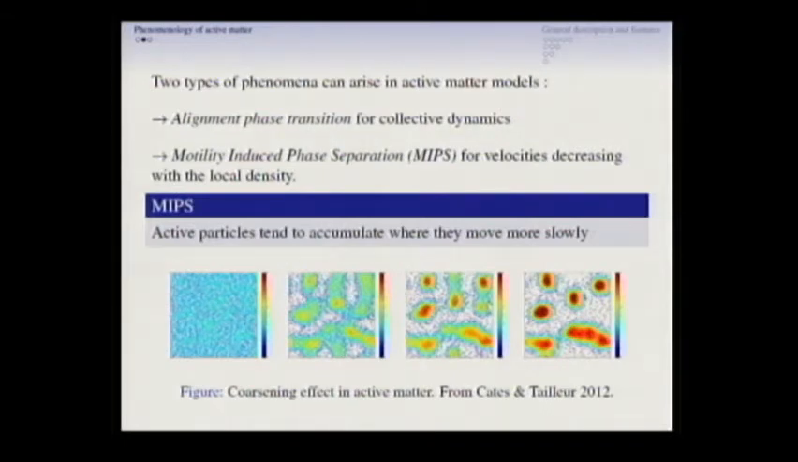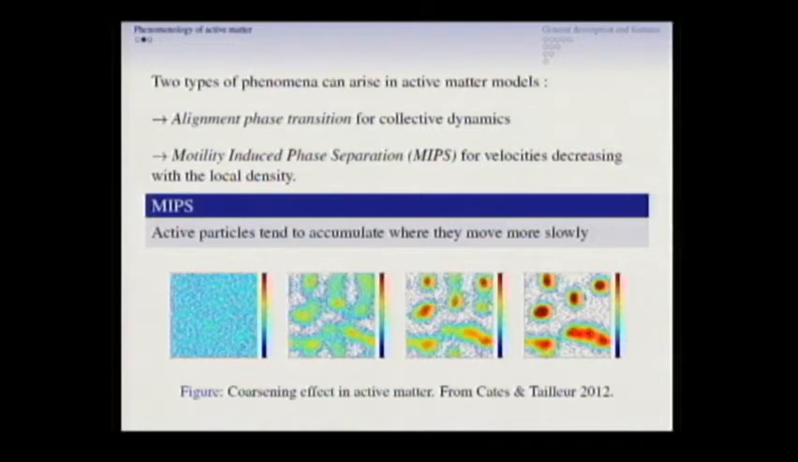The second phenomenon, which I'm going to mention and which is going to be really my focus for this talk, is motility-induced phase separation. The basic principle of motility-induced phase separation is quite simple. Imagine that you have a system of particles and that the particles slow down in the crowded areas. So when the density goes up, the velocity of the particle is going to go down. This is quite a natural thing to expect.